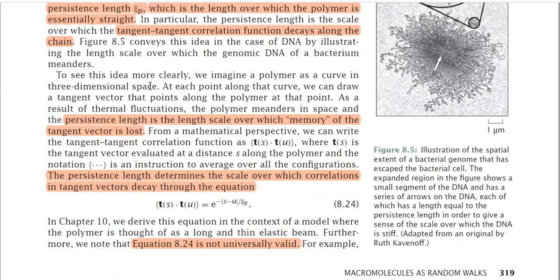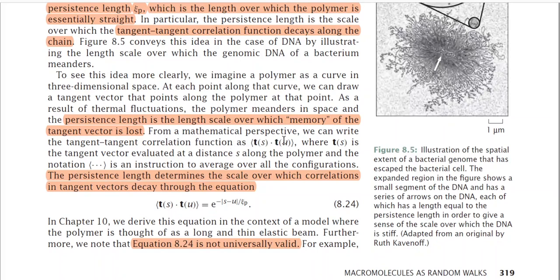Now to see the idea of the persistence length more clearly, we imagine a polymer as a curve in three-dimensional space. At each point along the curve, we can draw a tangent vector that points along the polymer at that point. As a result of thermal fluctuations, the polymer meanders in space, and the persistence length is a length scale over which memory of the tangent vector is lost. So due to the thermal fluctuation, when we move from one position to the other and consider those two tangent vectors, the memory of the tangent vectors is lost, and there will be no correlation between the two consecutive tangent vectors.